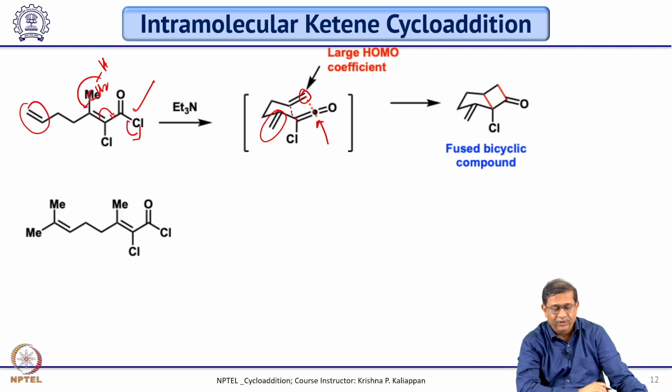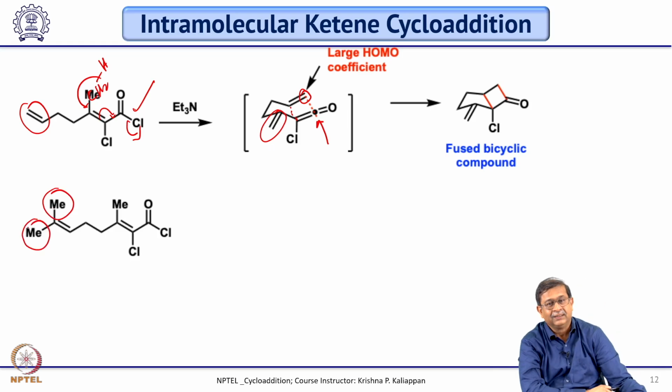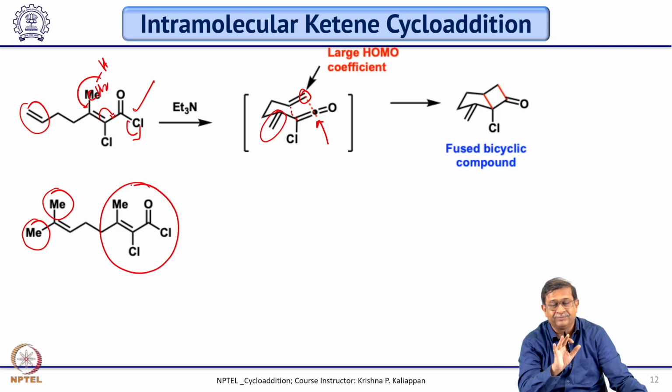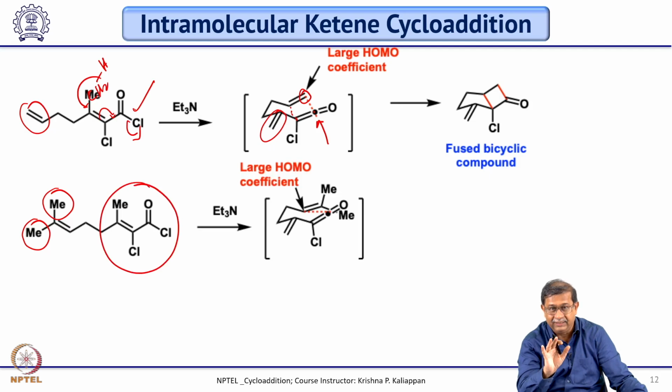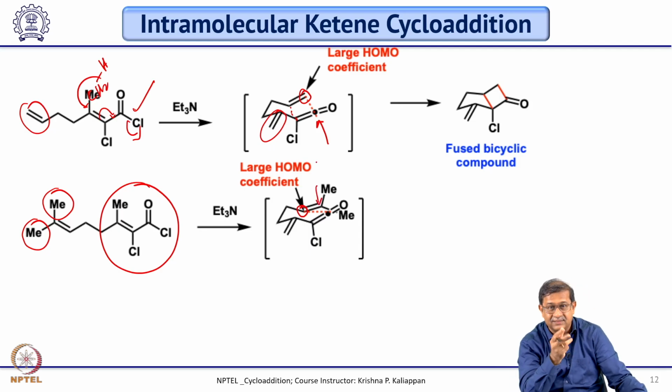But instead of a terminal alkene, if you have an internal alkene, where the alkene is a tri-substituted one, whereas the right hand side portion is the same, and now you treat with triethylamine, what you get is the same ketene, but the coefficient of the alkene carbon, this carbon, has a larger HOMO coefficient than this carbon. So you can see the difference because of the electron donating nature of two methyl groups. The large HOMO coefficient of the carbon changes.